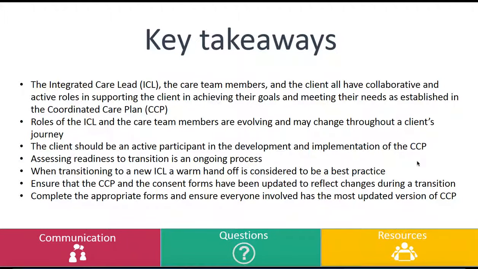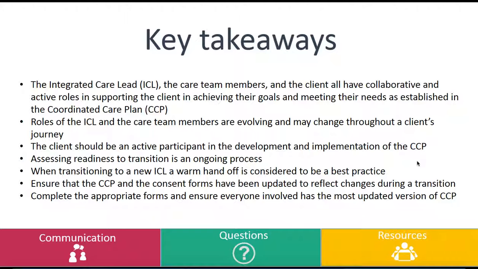And lastly, we'll just be going over some key takeaways and some summary overviews of what we've just discussed. The Integrated Care Lead, or ICL, the care team members, and the client all have collaborative and active roles in supporting the client in achieving their goals and to meet their needs established in the Coordinated Care Plan. The roles of the Integrated Care Lead and the care team members are evolving and may change throughout the client's journey. The client should be an active participant in the development and implementation of the Coordinated Care Plan.